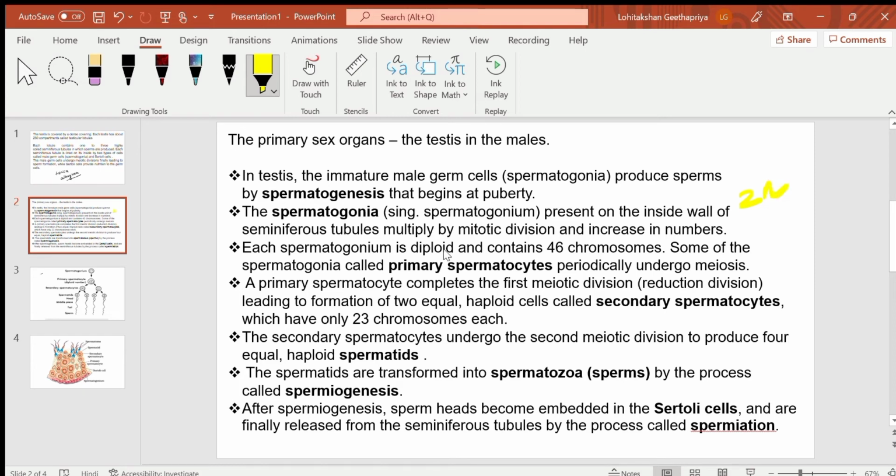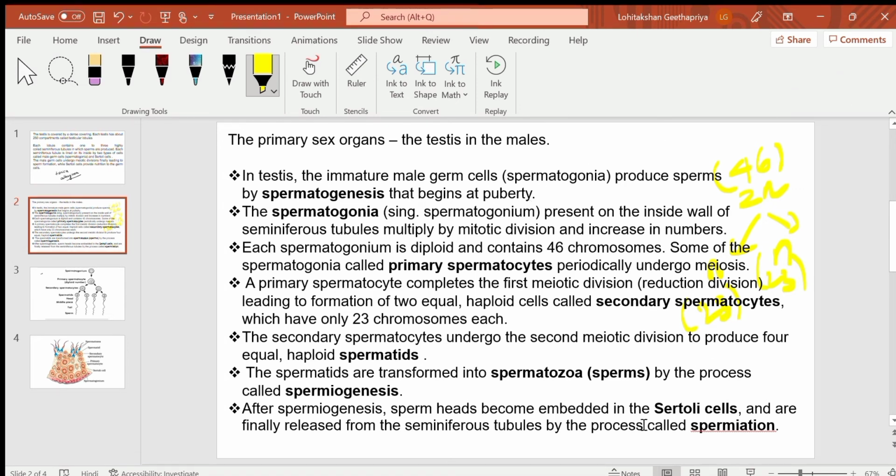2n cells will become n. So 46 is the diploid number of chromosomes, and it will become 23. This is what is happening here. The primary spermatocyte is diploid, containing 46 chromosomes. It undergoes the meiosis 1 division, and you get secondary spermatocytes, and they are both haploid. Haploid means 23. So the secondary spermatocytes contain 23 chromosomes each.